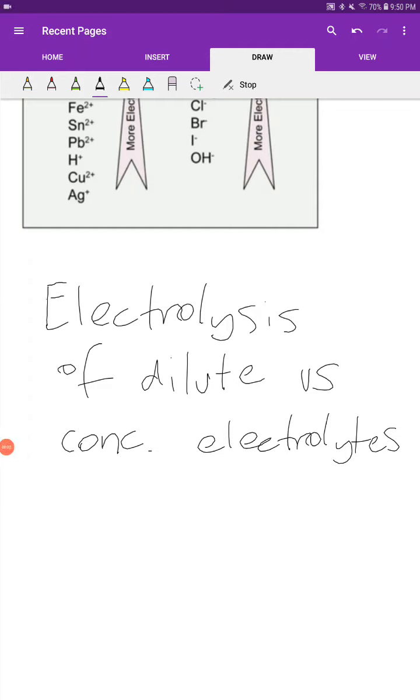We've been looking at the electrolysis of aqueous electrolytes. One of the things within electrolysis of aqueous electrolytes that you're going to have to know, you're going to have to understand, because you'll be asked questions about, is the electrolysis of dilute electrolytes versus concentrated electrolytes. And where you will most likely get asked about that is within the context of sodium chloride.